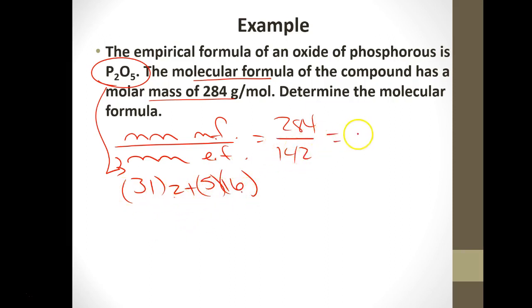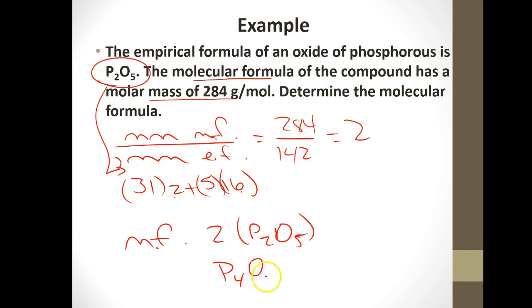This divides out nicely to a ratio of 2. That means the molecular formula is 2 times P2O5 or P4O10. That's the molecular formula. Still a ratio of 2 to 5, but it weighs twice as much based on molar masses.